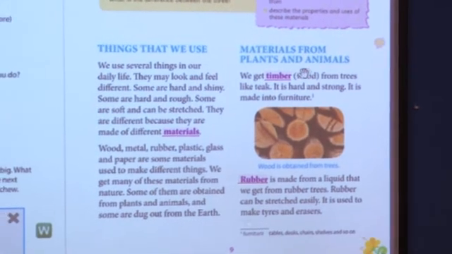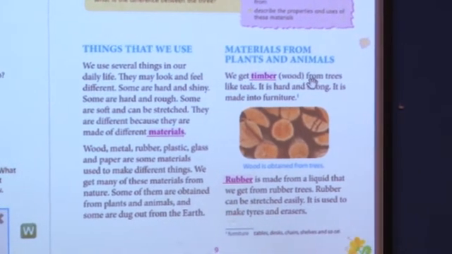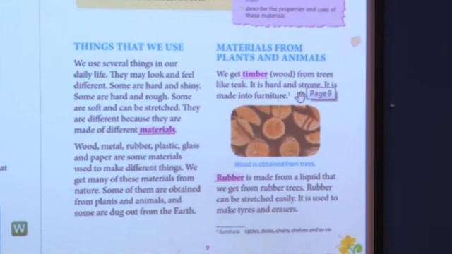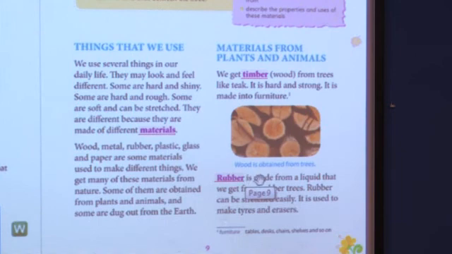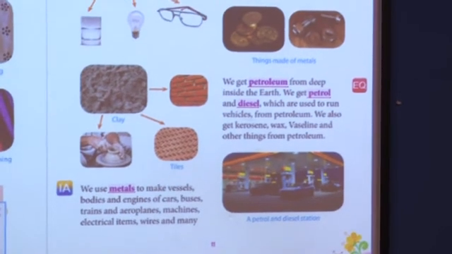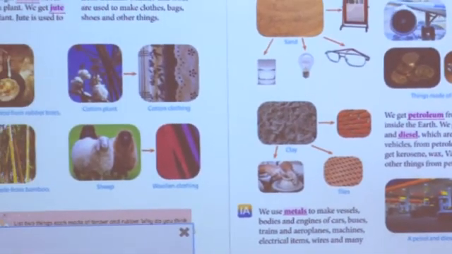Materials from plants and animals. We get timber, wood, from trees like teak. It is hard and strong. It is made into furniture. Rubber is made from a liquid that we get from rubber trees. Rubber can be stretched easily. It is used to make tires and erasers. The wood from bamboo and pine trees is soft. It can be made into a watery paste and then rolled into sheets to make paper.